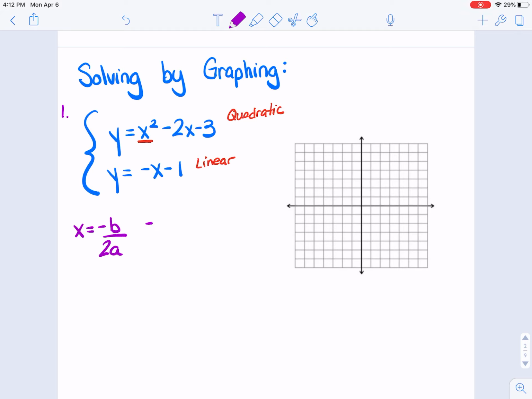So when I plug in my b value, which is -2, -2 over 2 times 1. It's going to give me 2 over 2, which is 1.